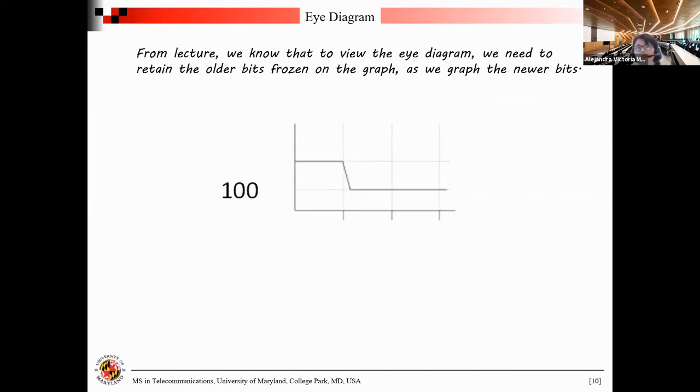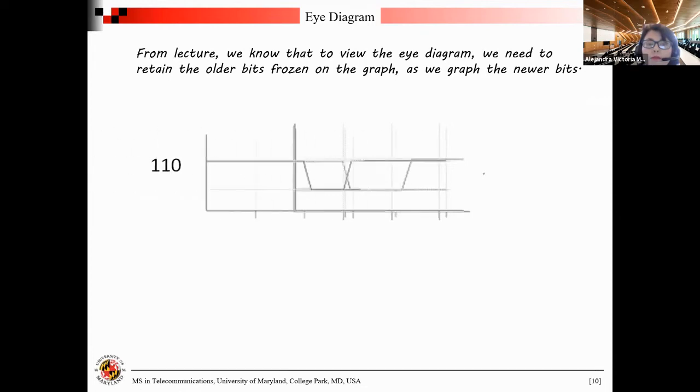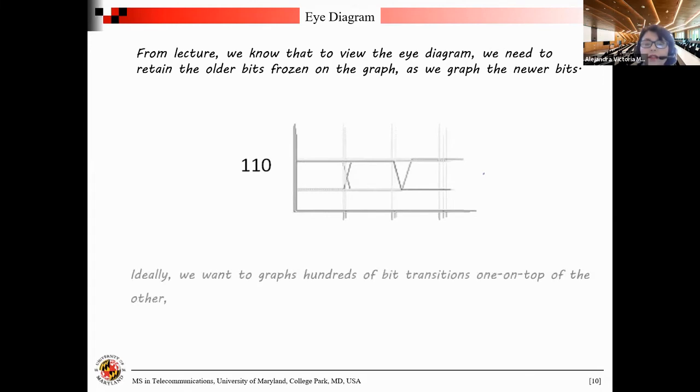Now remember from lecture when we talked about the eye diagram that what you want to do is retain the transitions of older bits as we graph newer bits. So what you want to see is the transition between ones and zeros, right? And ideally, we would want hundreds of bit transitions between ones and zeros to get a proper eye diagram.